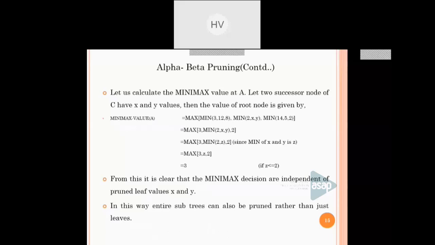And as I have already told you, to find the max value, it in turn needs the min value. In the function, it compares this value with all the minimum values of the sub nodes, and you will get a resultant value here. And in order to find the minimum value, it in turn needs its next level max value, and this procedure will be continued to get the value of the root node.